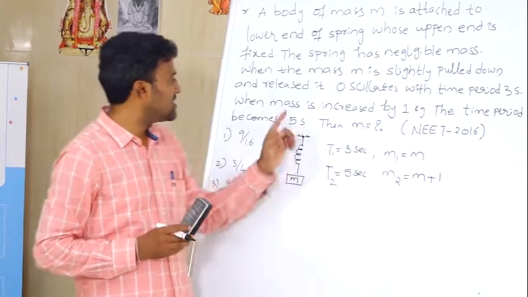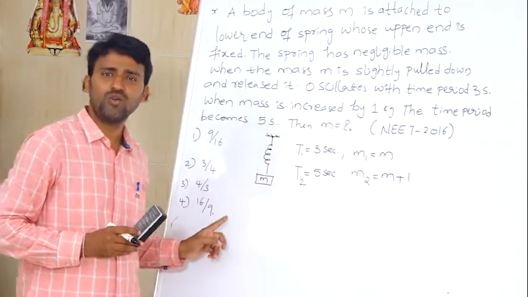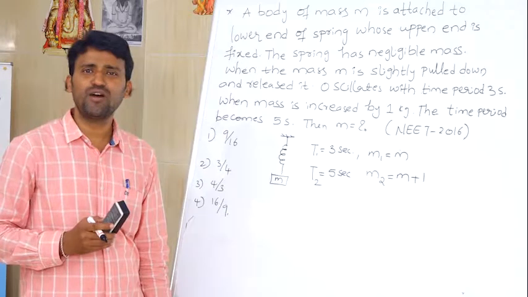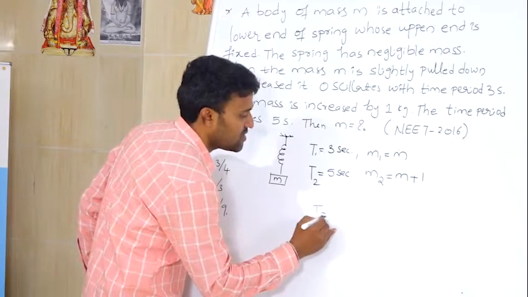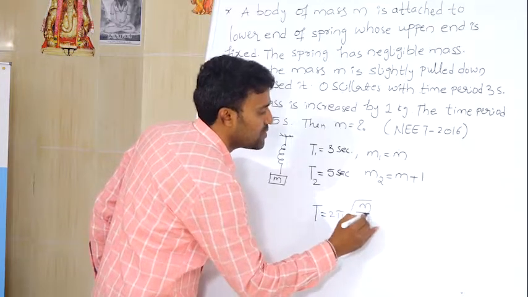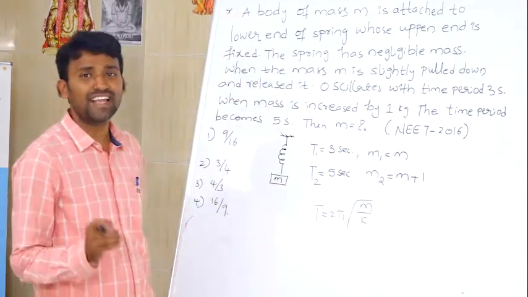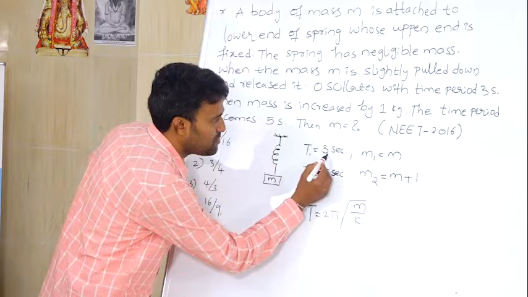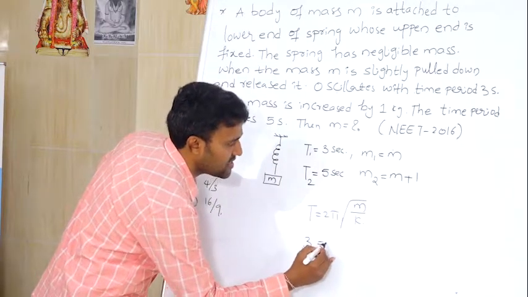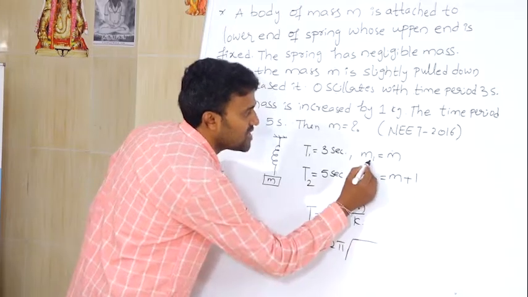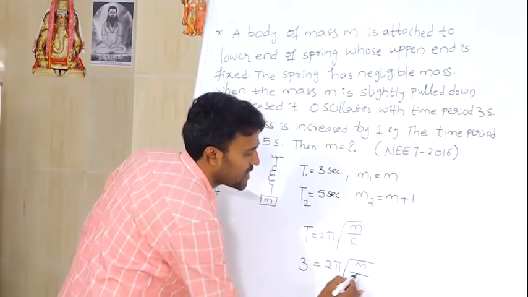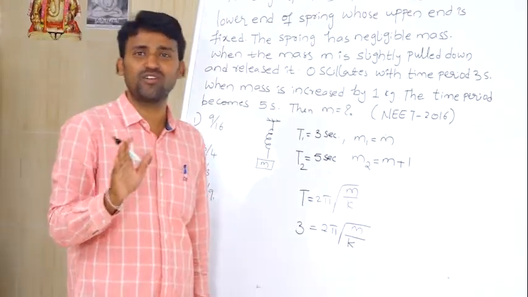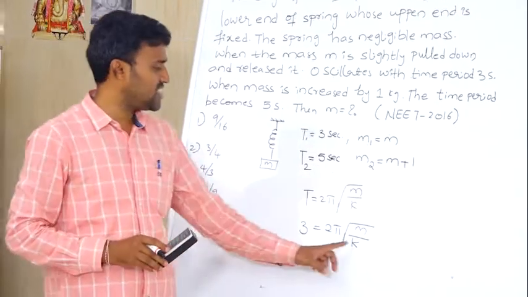Now what do we have to calculate? The mass of the block is equal to how much? We know the formula. What is the formula we have to use? T is equal to 2 pi under root of m by k. This is the formula because of the negligible mass of the spring. First substitute the values. When the time period is 3 seconds, T equal to 3, I am writing 2 pi under root of mass m1 equal to m divided by spring constant. He did not discuss the spring constant. The spring constant is the constant here whatever the load, so that's why k is the same.